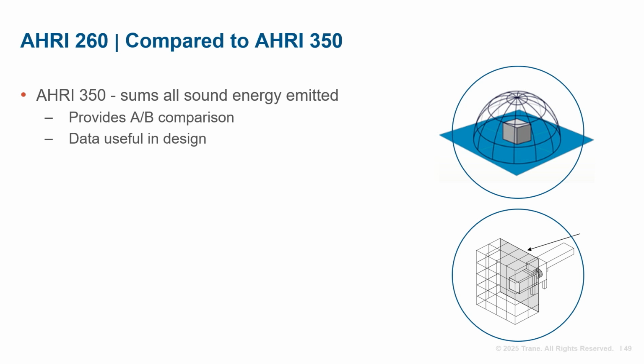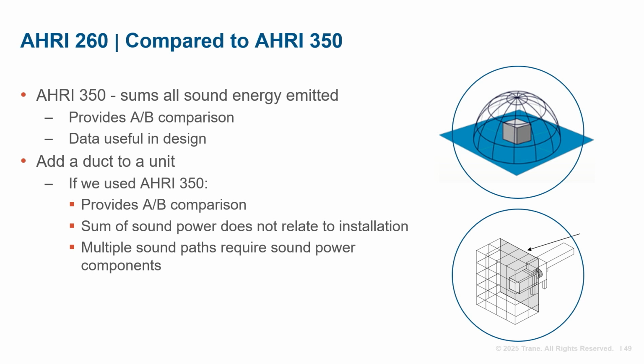But if we add 1 or more ducts to a unit, some of the sound energy is directed away from the unit, and that sound travels through its own unique path from source to receiver. If we just wanted an A/B comparison, we could use Standard 350, add the ducts, and measure the sum of the sound power. But this information would be insufficient for sound pressure evaluations. This is why AHRI 260 exists. It tells manufacturers how to break up the sound power emitted by the units into sound power components, which facilitate design. Let's take a look at the sound power components defined in AHRI 260.